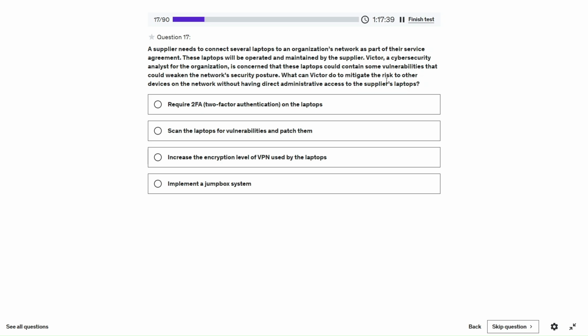He should use a front facing system, which is known as a jump box. So, implement a jump box. A jump box is a system used in your DMZ to connect outer networks, which allows the outer devices to connect with your internal DMZ systems, but through the server which is facing the DMZ on the edge.